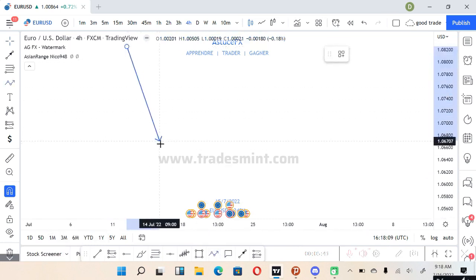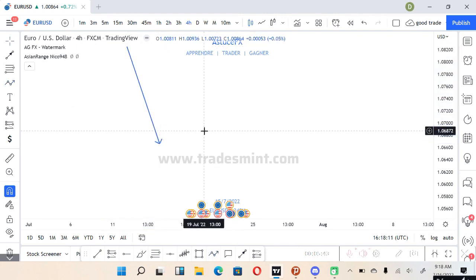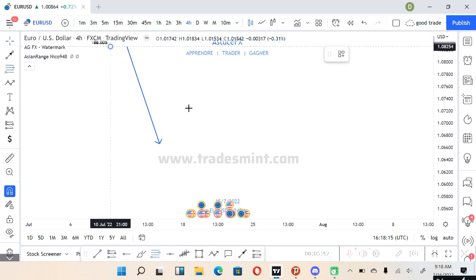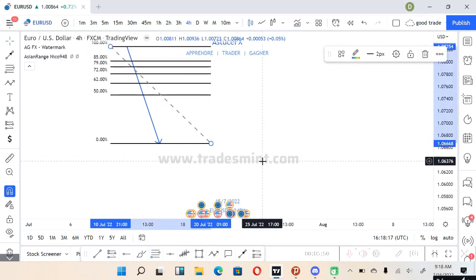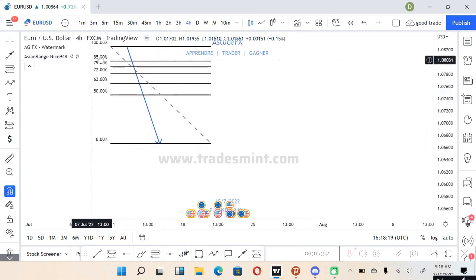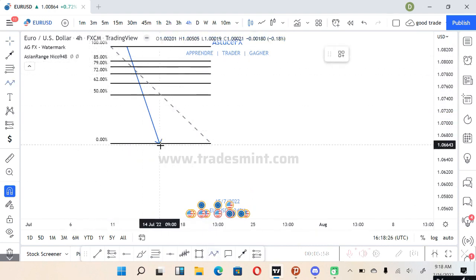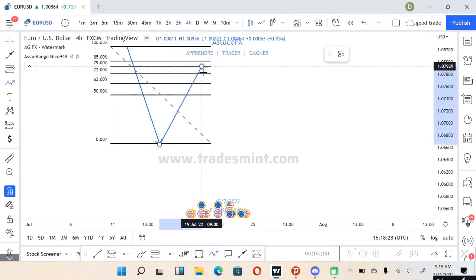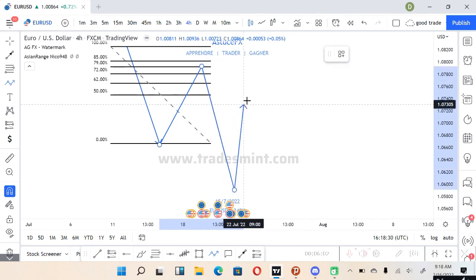Selling, this is actually a rally to the downside. If you're having a rally to the downside, we'll take the fib tool from the swing high to the swing low. Okay, we'll have something like this. Now price will have to retrace to one of these levels, either this 85 or 79 or whatever. So price will have to retrace to any premium zone. Once price retraces, we'll have another rally to the downside again and again.